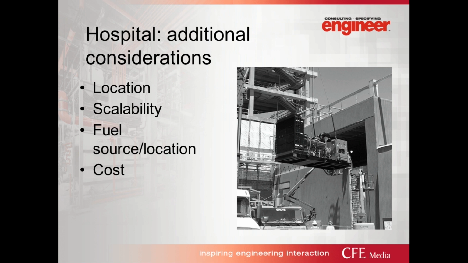So a few other things to consider when choosing the best distribution for your design are also location, scalability, fuel source, and of course, cost. The location must be accessible, protected from damage or flood, even if you're in a floodplain, and it may also dictate the level of sound attenuation applied. The scalability of your system may dictate how much space is required up front for future generators to accommodate load variations or expansions over time.